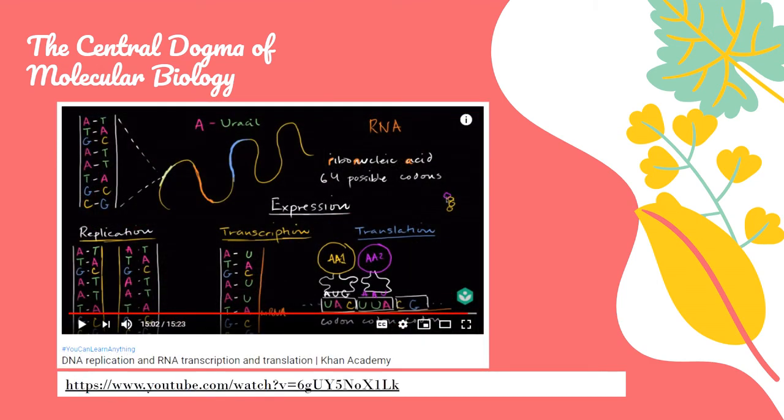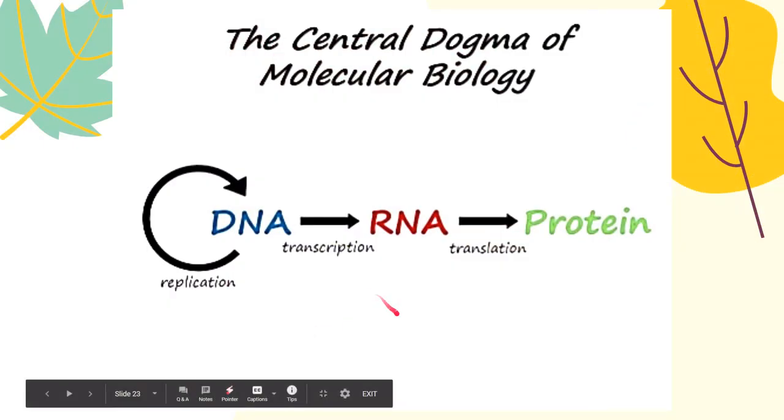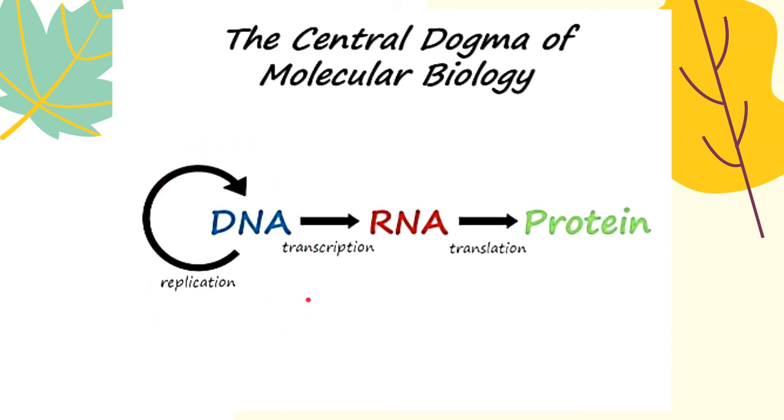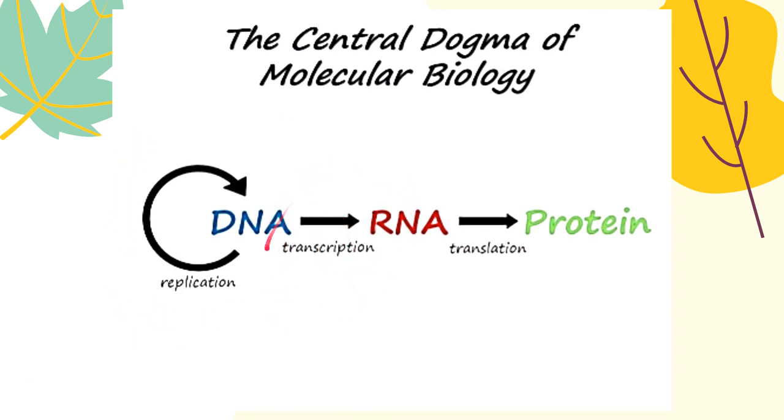Then this video, which summarizes everything that we've discussed, is from Khan Academy: DNA Replication, Transcription, and Translation. Kindly watch this video, and I'll provide the link in the description below. Those are the important parts of the central dogma of molecular biology. It starts with DNA replication within the nucleus, transcribed by the RNA to be carried out into the cytoplasm for translation, eventually to be made into amino acids that eventually code for protein.